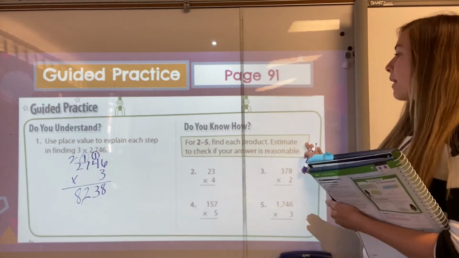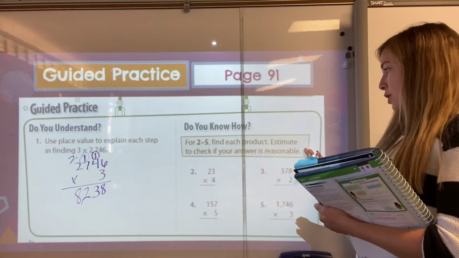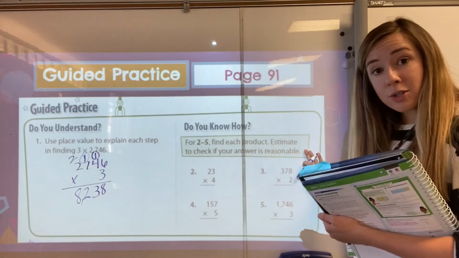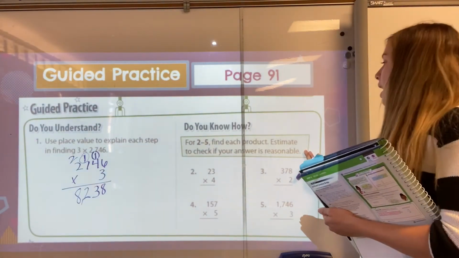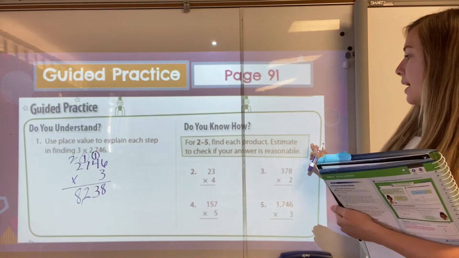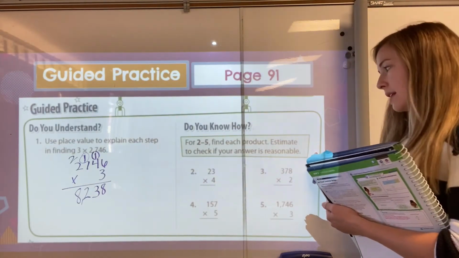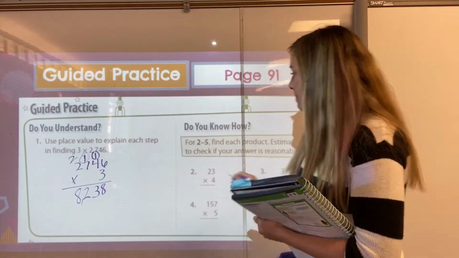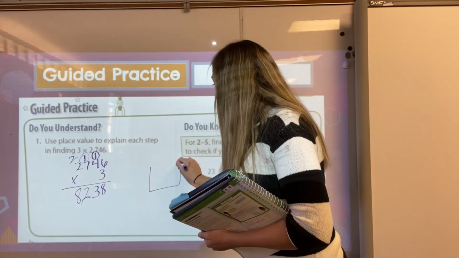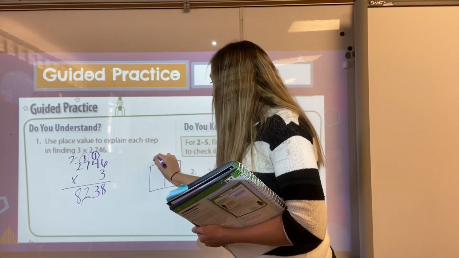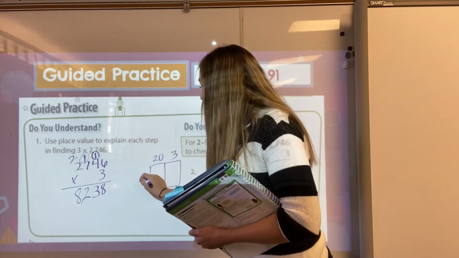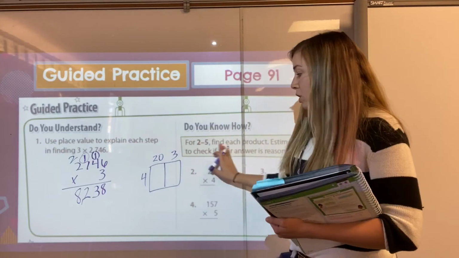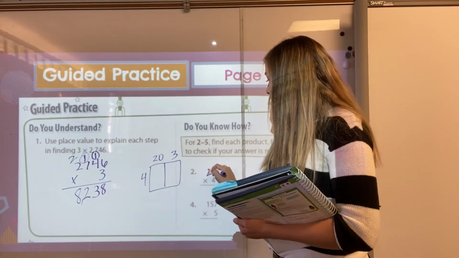Okay, for 2 through 5, we are gonna find each product. Product, that's a great vocabulary word. It is the answer to a multiplication problem. Estimate to check if your answer is reasonable. So let's go ahead and start with this one. If you want to use box method, you might want another piece of scratch paper, but you can set it up with your 20 and your 3 and your 4 and start to work through it that way. I'm going to work through it standard method right here.